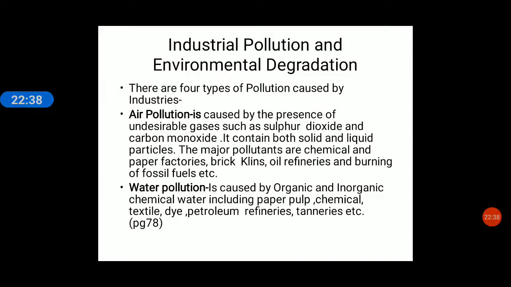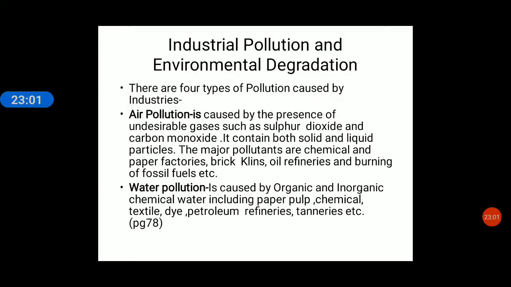So industrial pollution is a matter of great concern, and we know that there are four types of pollution. What are they? Air pollution, water pollution, and so on. So what is the first? Air pollution. How is air pollution caused? Very simple. Air pollution is caused by the presence of undesirable gases. What are these undesirable gases? Like sulphur dioxide and carbon monoxide. It contains both solid and liquid particles.